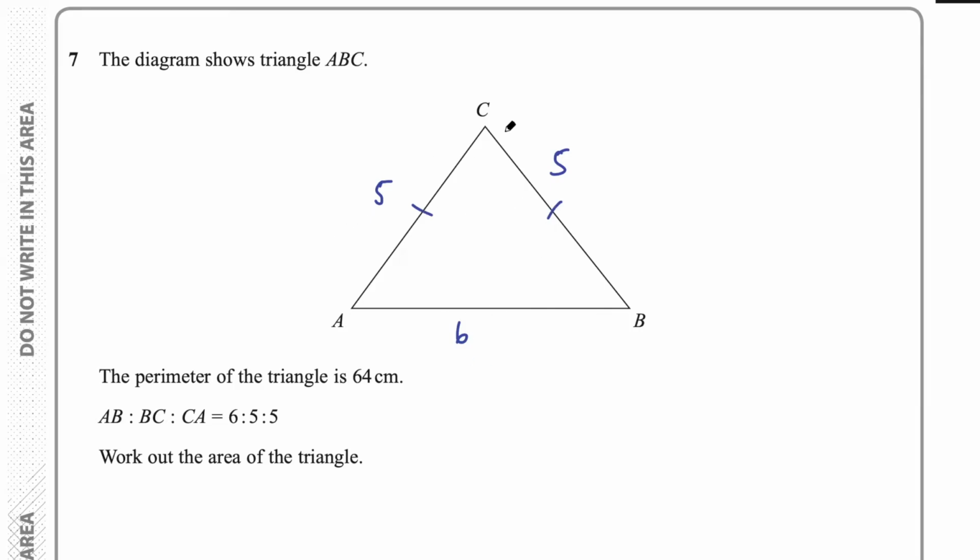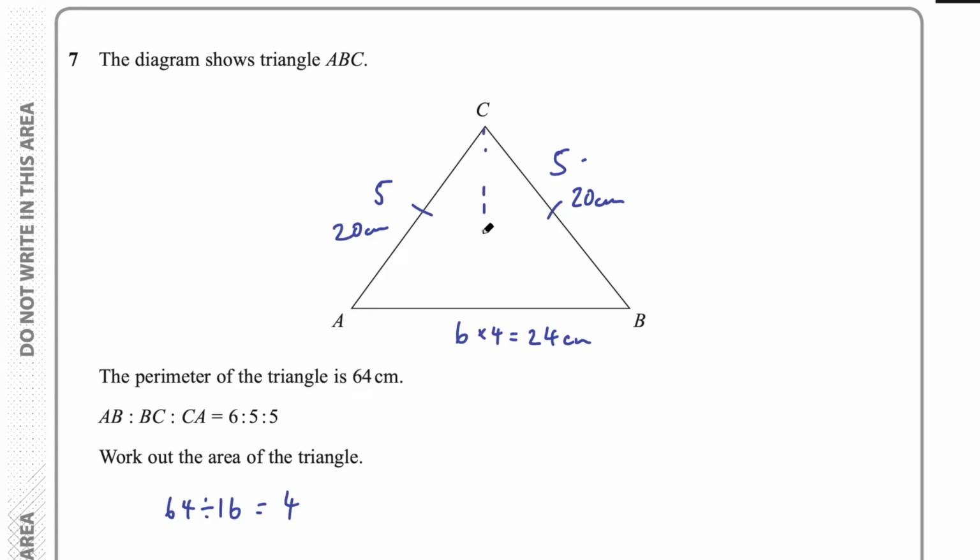We could also work out the lengths of those sides. So divide 64 by the number of parts in this ratio, which is 16. So 64 divided by 16, that's 4. So that means this side is going to be 6 times 4, which is 24 centimeters. This one's going to be 20 centimeters, and same for this one over here. And we need the area of the triangle. That means we need the height as well.